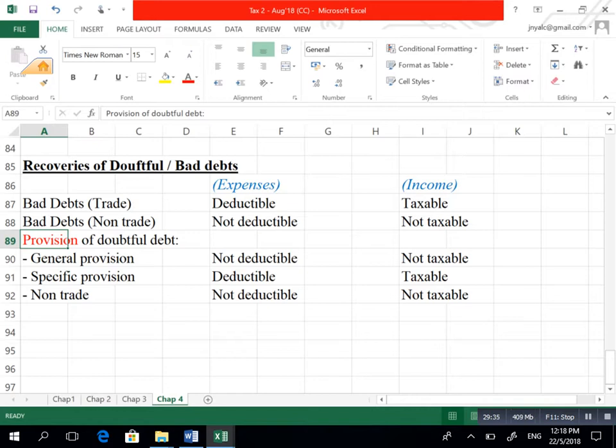Okay, but a general provision is your estimation only. We don't know who that is. It's a general percentage. So the concept here is that estimation is not allowed for deduction. Not deductible for general provision. Then of course, if this is an income for a general provision, it is also not taxable.